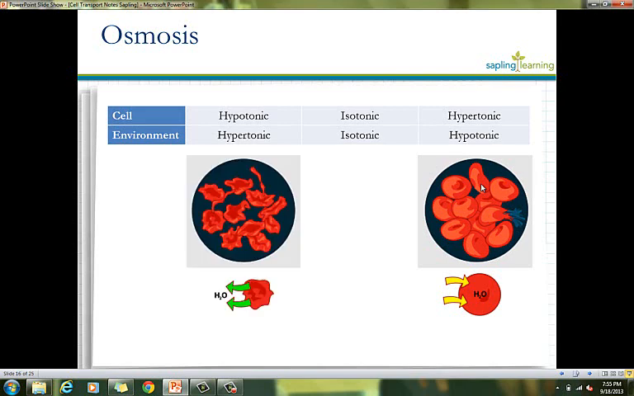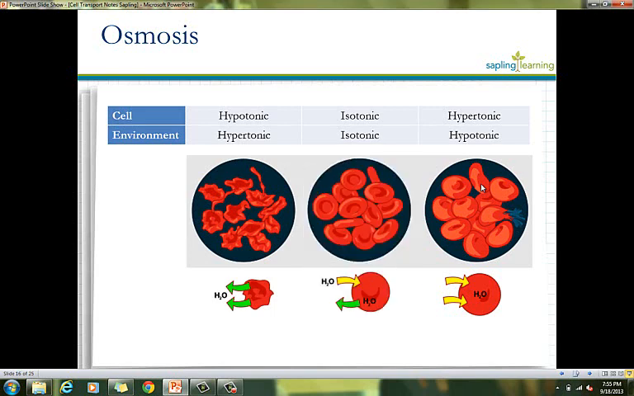So hypertonic relationships cause water to diffuse out of the cell, leading to cell shriveling and possibly a loss of function. So if there's not enough water around, the cell will lose its own water. So cells function best when the environment is isotonic and there's no net movement of water into or out of the cell. Okay, some of it will flow in and out, but it'll be in equal amounts.